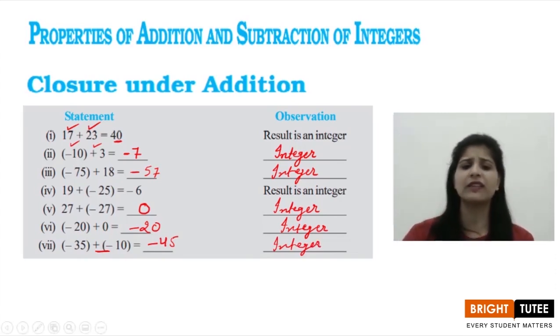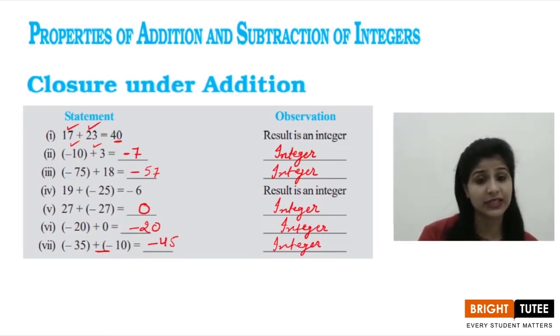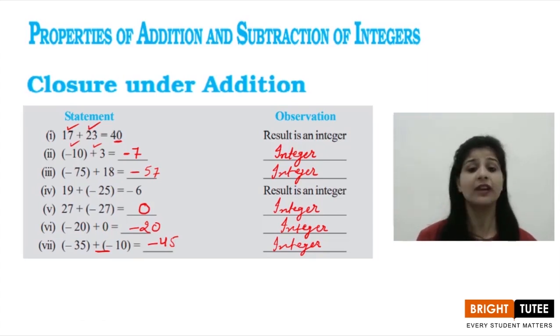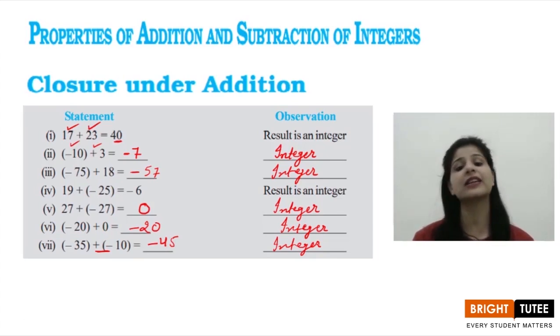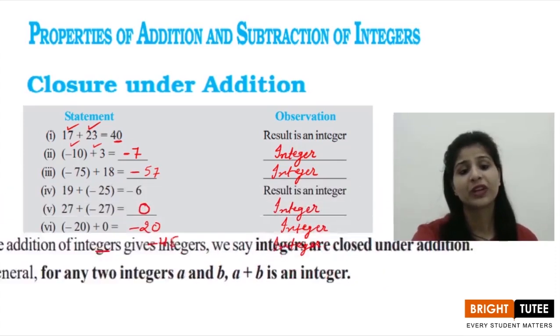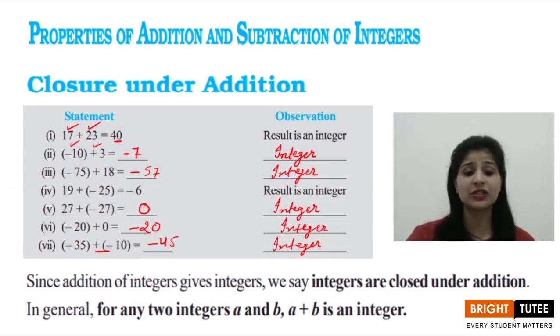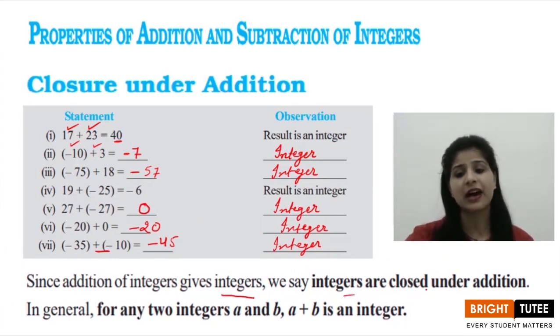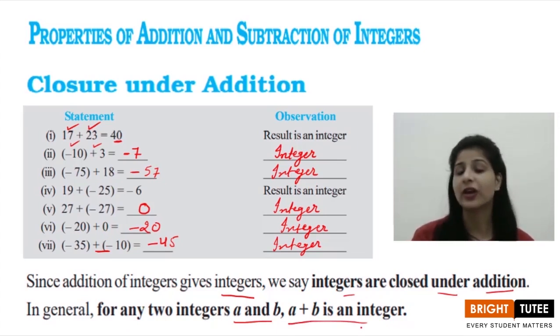So you see, whatever the case, you have two positive integers, one positive and one negative, or both of them negative, whenever you add, the answer is always going to be an integer. So we can say, since addition of integers gives integers, integers are closed under addition. In general, for any two integers a and b, a plus b will always be an integer. I hope this property is clear to you.